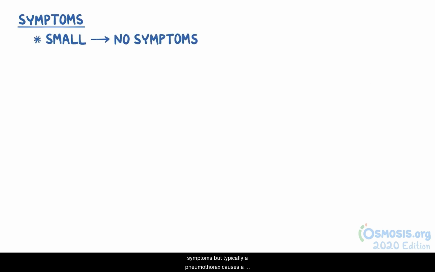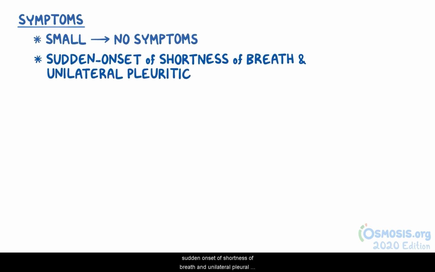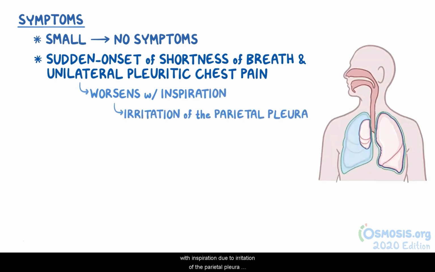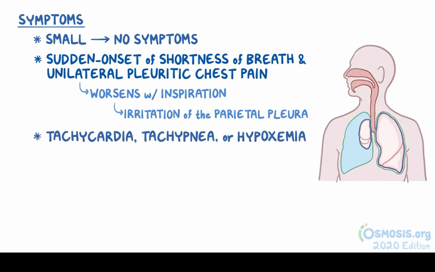In terms of symptoms, a small pneumothorax may cause no symptoms, but typically a pneumothorax causes a sudden onset of shortness of breath and unilateral pleuritic chest pain, which is a sharp, knife-like pain that worsens with inspiration due to irritation of the parietal pleura by the expanding lung. It also typically causes tachycardia, tachypnea, or hypoxemia.